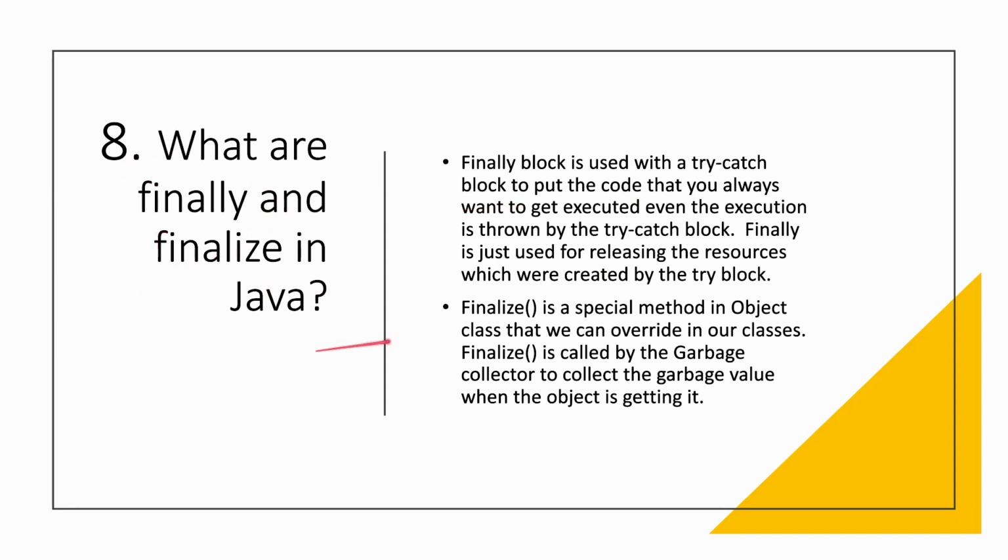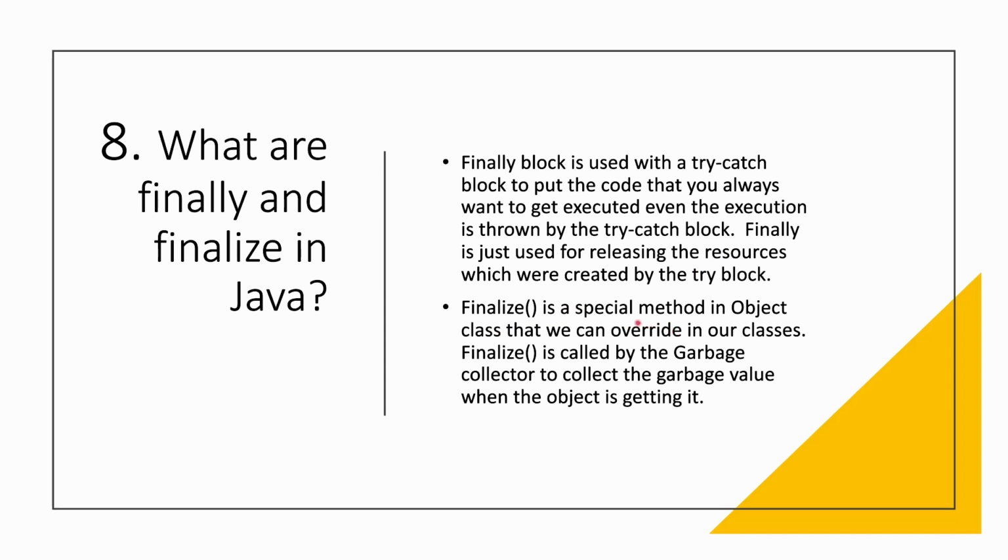So what are final, finally and finalize in Java? The finally block is what you use with a try catch block. You have some code in the try block, you have some code in the catch block. But if it comes in try and it goes to the catch block, then also finally will be executed. So finally is just used when you want to release some resources, you want to close some files, you want to close the connections. Okay, so whether it is try block or catch block, finally will be executed.